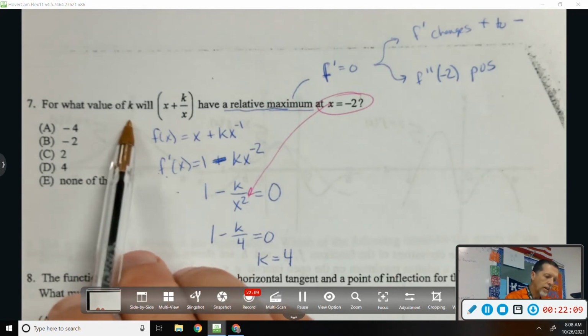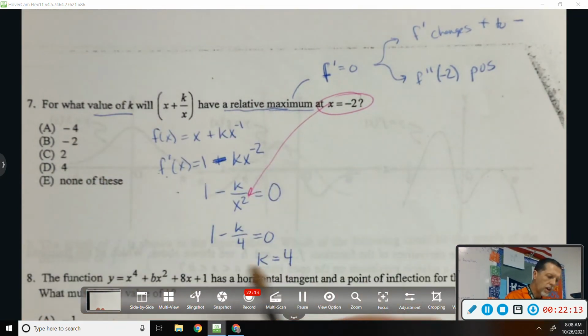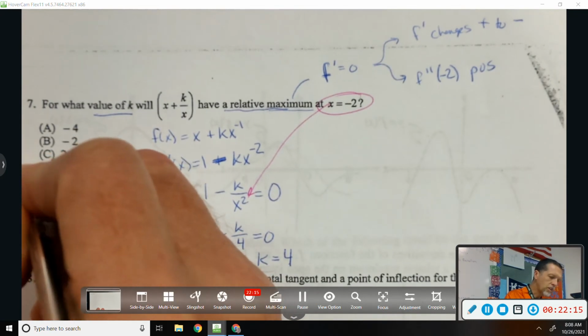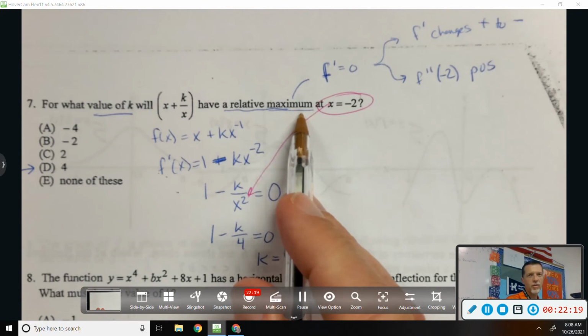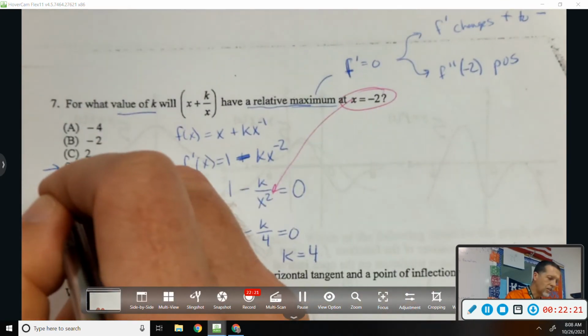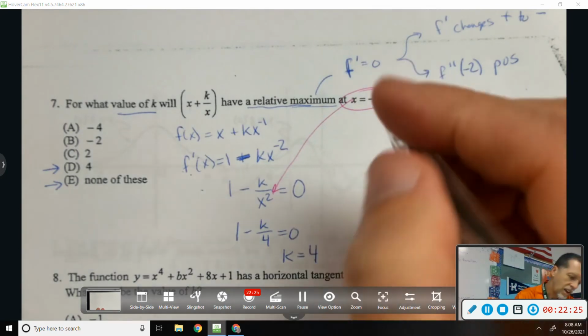So for what value of k? So we're looking for k. So k equals 4 is a pretty strong contender for an answer, although I haven't yet shown that that's a maximum. So none of these is still in play here, so I better be careful. I need to check the second derivative.